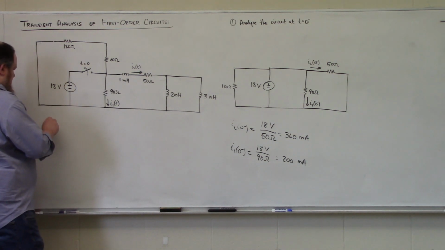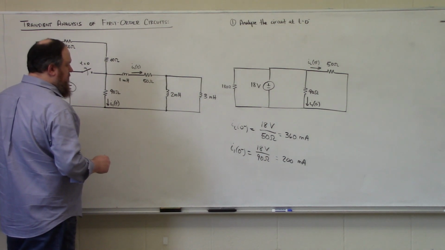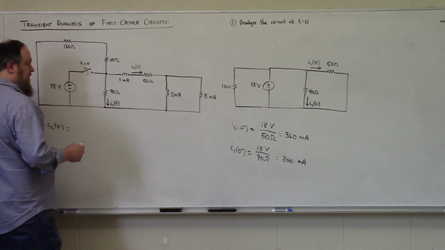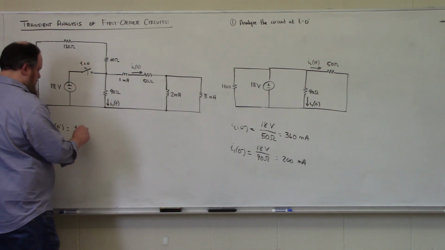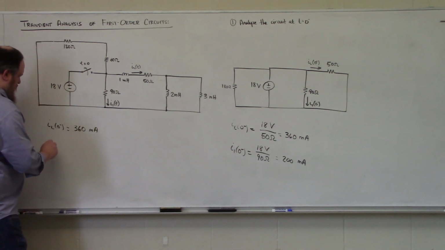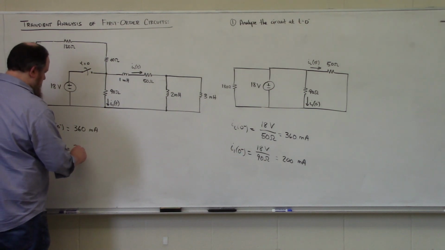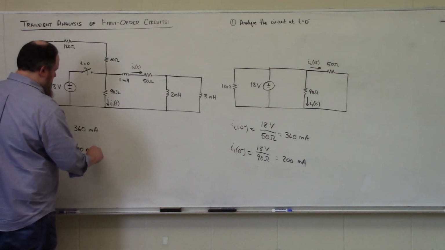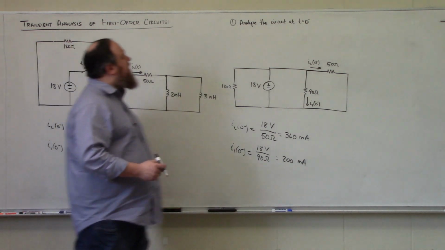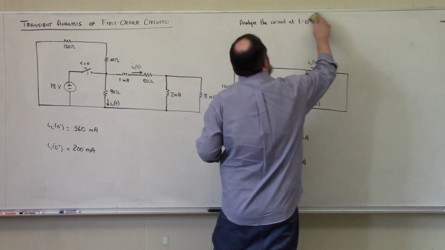So we have IL at 0 minus is 360 milliamps, sorry, and I1 at 0 minus is equal to 200 milliamps. Now we'll analyze the circuit at t is equal to 0 plus.